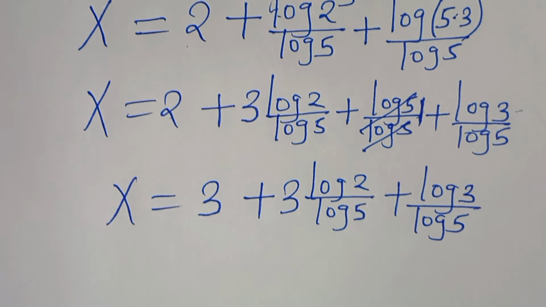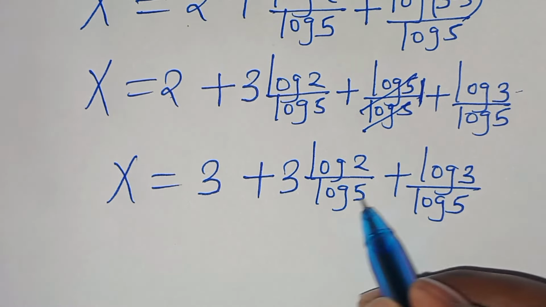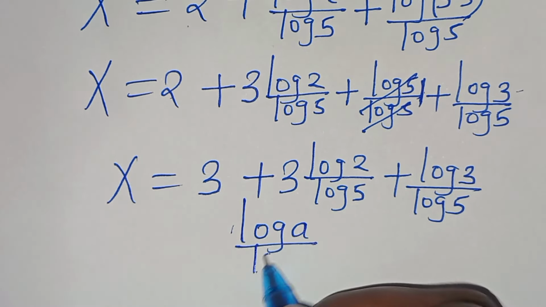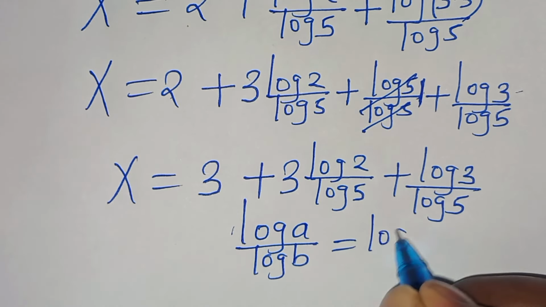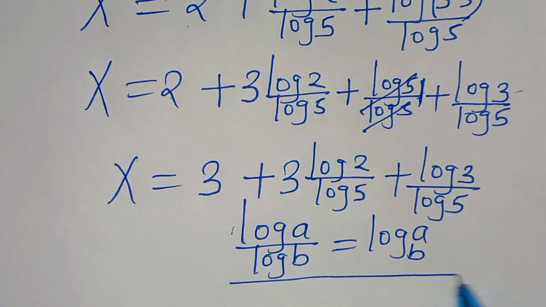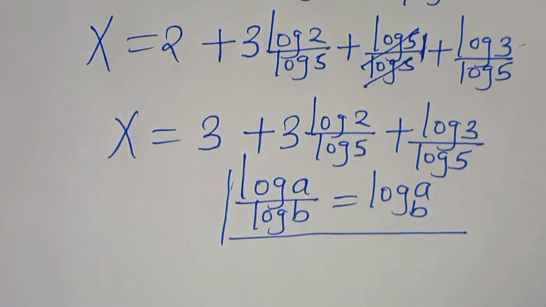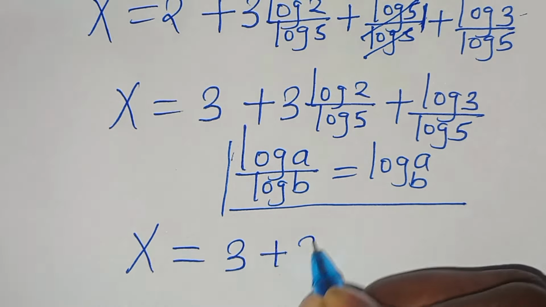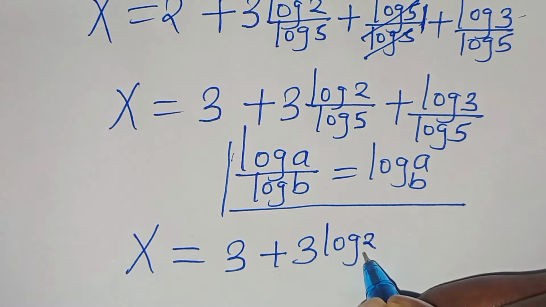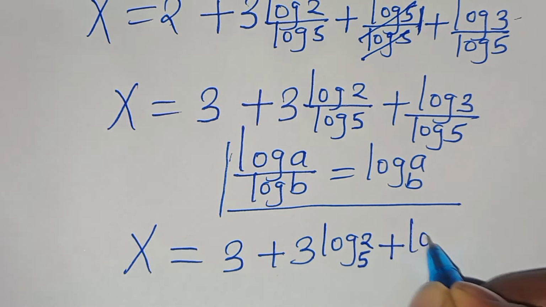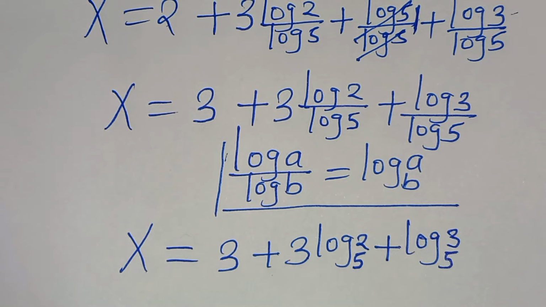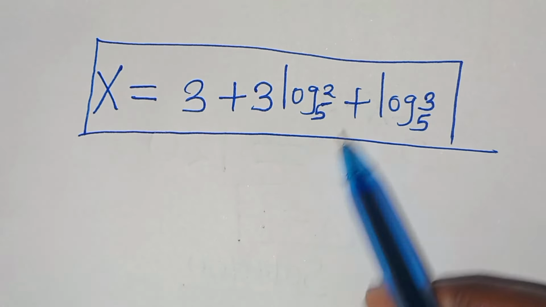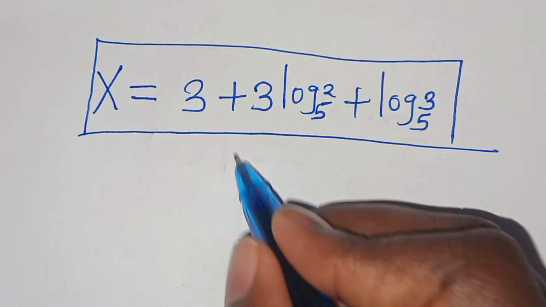Now, log 2 over log 5, and log 3 over log 5, this is in the form of log A divided by log B, which we can express as log A to base B. So let's apply this logarithm property so that now we have x is equal to 3 plus 3 log 2 to base 5, then plus log 3 to base 5. Now we have that the value of x is 3 plus 3 log 2 to base 5 plus log 3 to base 5. The next step is to verify.